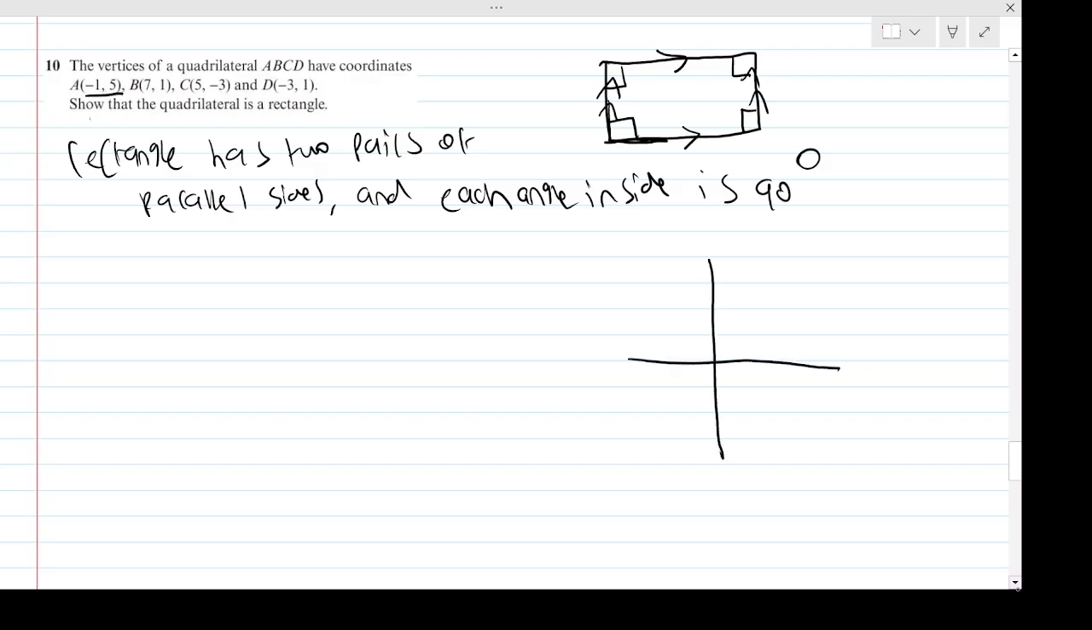So A is firstly at minus 1, 5, so it's going to be up there somewhere probably. Then B is 7, 1, so it's going to be like there somewhere, B. Then C is 5, minus 3, so that's going to be down there somewhere. And then D is minus 3, 1, so it's going to be up there somewhere probably. Cool. So there we could plot the points in.